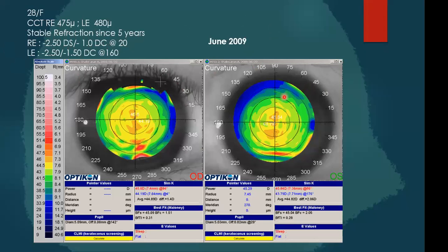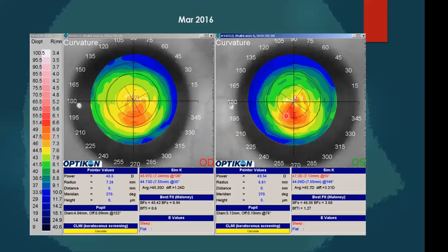This curvatural map shows a topography which is slightly steep in the center, as is seen by this orange color, which represents the 49-48 range. So it is steep in the center, which is a uniform steepening. Now what happens after few years is this steepening is exaggerated as an inferior steepening, and she had come to us for refractive surgery way back then, which we did not do because of the slight steepening that we noticed, and we observed her. And she finally landed up with this.